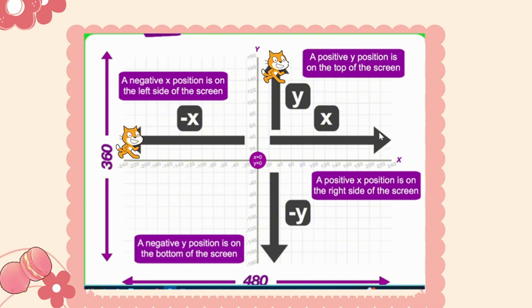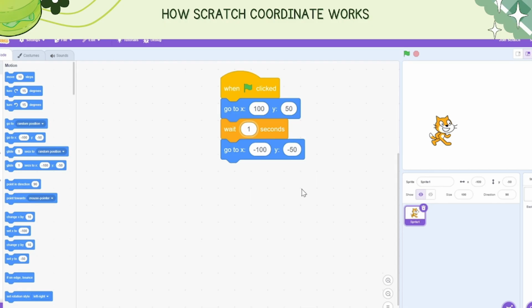So the right side of your stage is your X coordinate. Okay, that is your positive X coordinate. Then the left part of your stage is the negative X coordinate. Then the upper part of your stage is the positive Y coordinate, while the down part of your stage is the negative Y coordinate. Alright, so we are going to go to Scratch now. Let me show you how Y and X coordinates work.